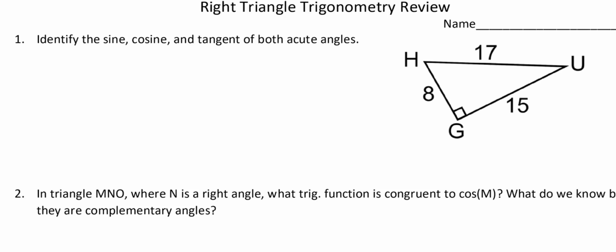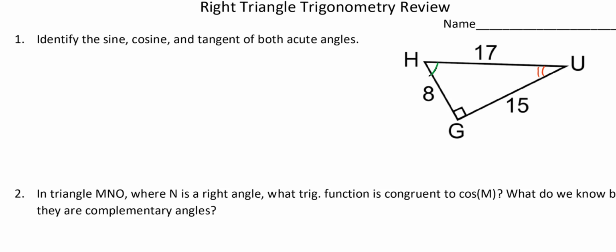Let's take a look at problem number 1. It says identify the sine, cosine, and tangent of both acute angles. So let's take a look at this triangle here on the right. We have to look at the acute angles H and the acute angle U. So let's start with H.